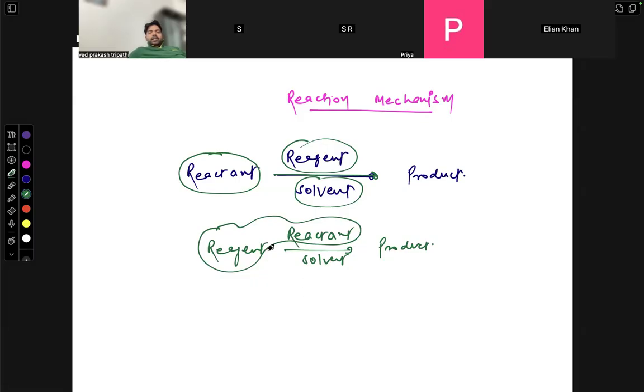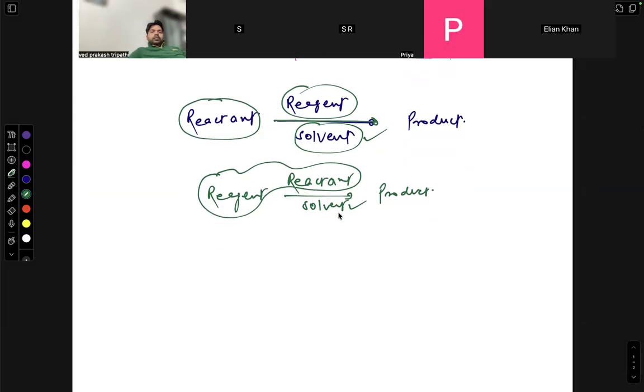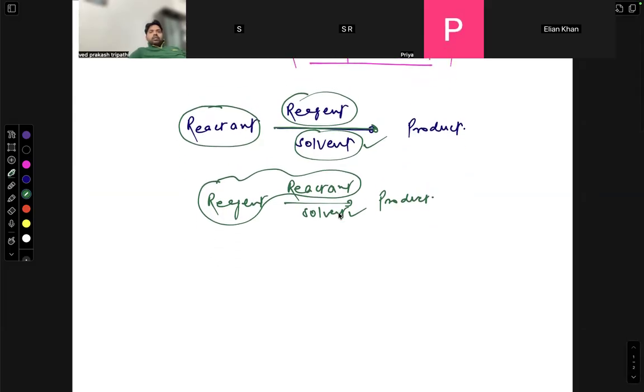So I said that it is an interaction of reagent and reactant in the presence of solvent. Sometimes solvent can be present, sometimes solvent can be absent. It is not necessary that every chemical reaction has a solvent, but most reactions have a solvent. Okay. So first I am going to categorize the solvent. Clear?